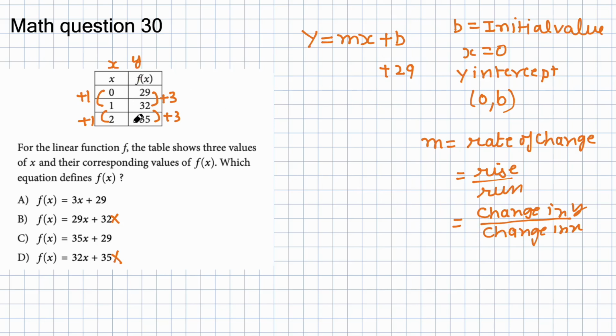Now here in this table, we can see the change of values. So we can choose this one. For one value of x, y changes by 3. So change in y is 3, change in x is 1. That means the slope is 3 by 1, which you can simply write as 3. That means this is 3x + 29. Now let's go to the option 3x + 29. A is the right option.